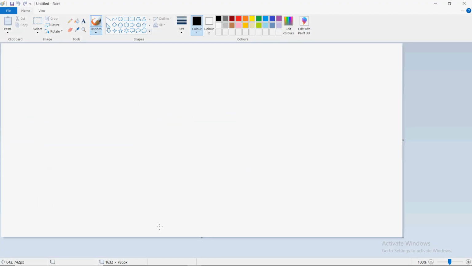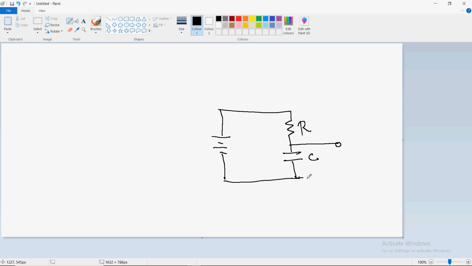So, let this be the RC circuit supplied by DC voltage. This is the source voltage. This is the RC circuit. And we are observing the voltage across this capacitor, instantaneous voltage V, and let this be the DC supply voltage, capital V.